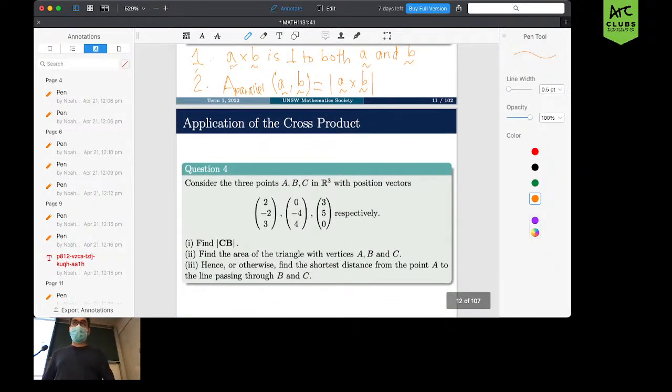In this question, we're given 3 points, A, B, and C in R3 with their respective position vectors. Let's look at part I to begin with. Find the magnitude of vector CB. Well, this is actually quite simple. The method we'll use, we'll find vector CB by having the position vector of B minus the position vector of C. And then once we do that, all we're left with is taking the magnitude of that vector, and we're done.